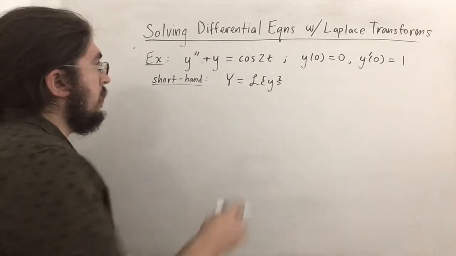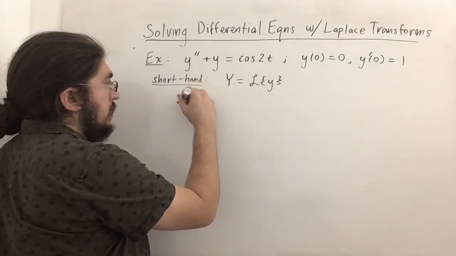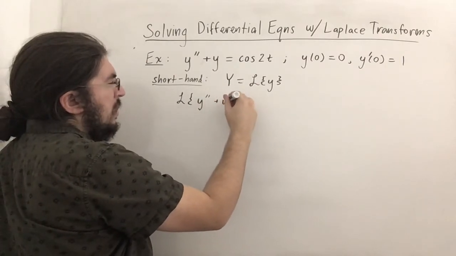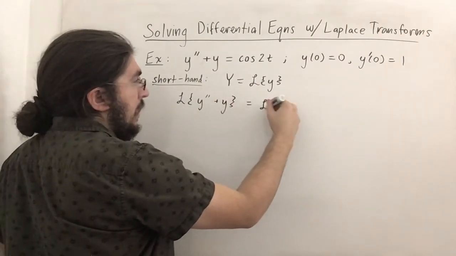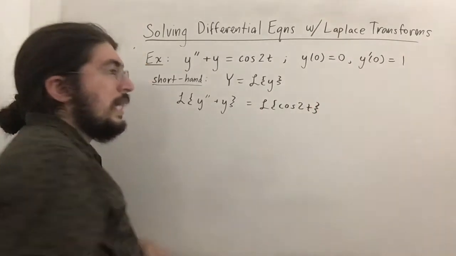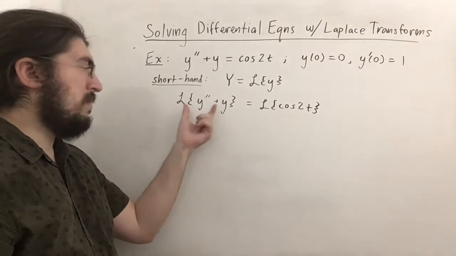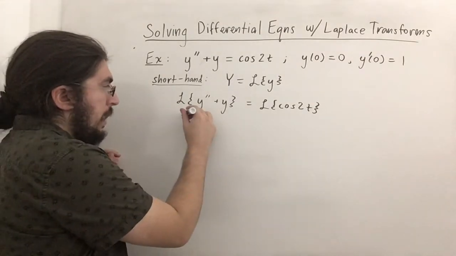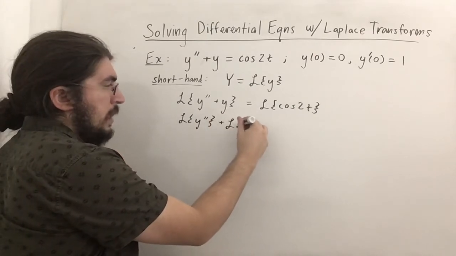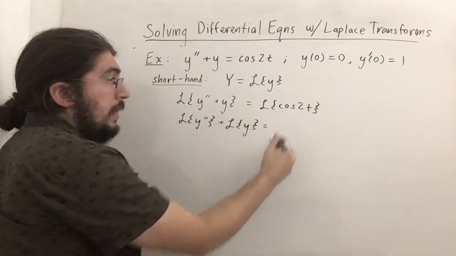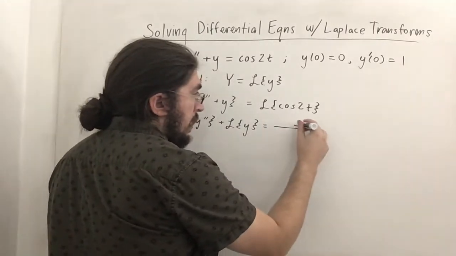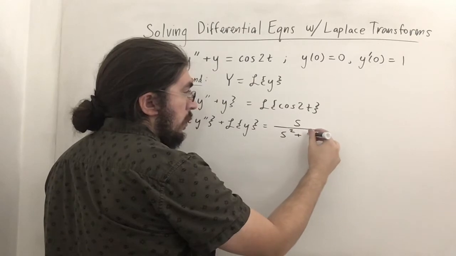So the first thing to notice is we're going to take Laplace of each side of this equation. So Laplace of that side equals Laplace of that side. So far, so good. Now the second thing to notice is that we actually know, well, kind of know what this is. We can split this up as Laplace of y double prime plus Laplace of y using that linearity property of Laplace. Here, Laplace of cosine of 2t, we know what that is exactly. That is s over s squared plus 2 squared.